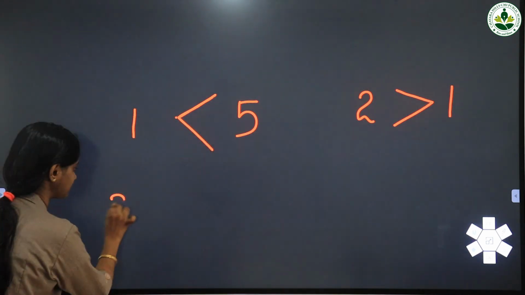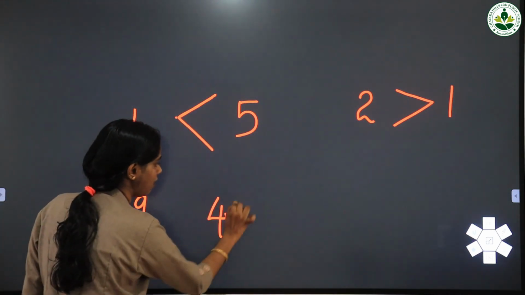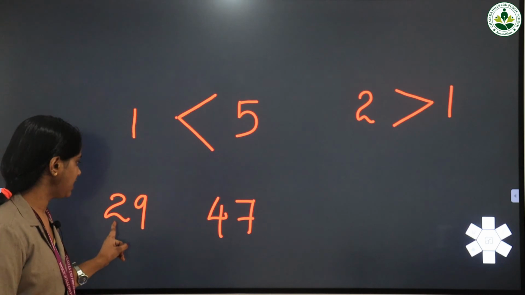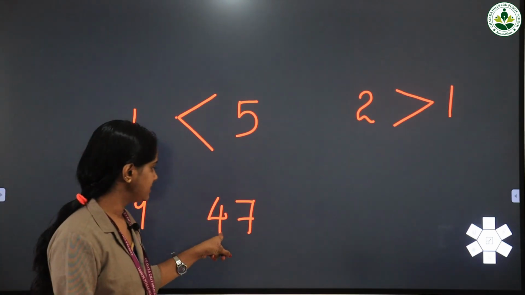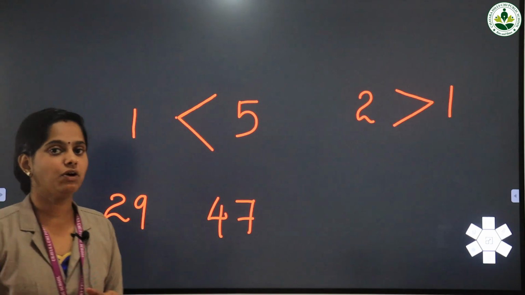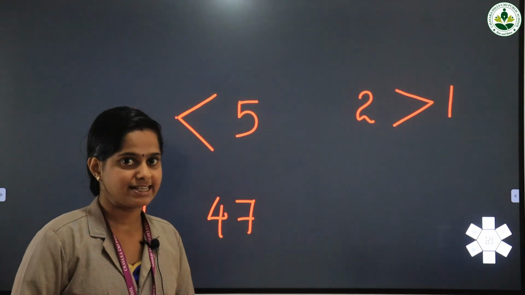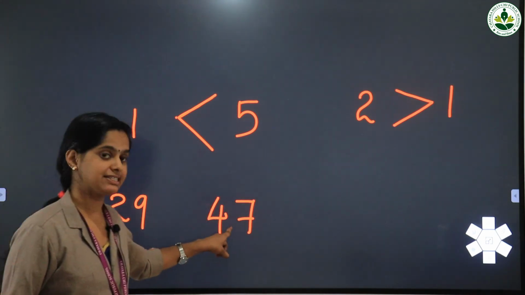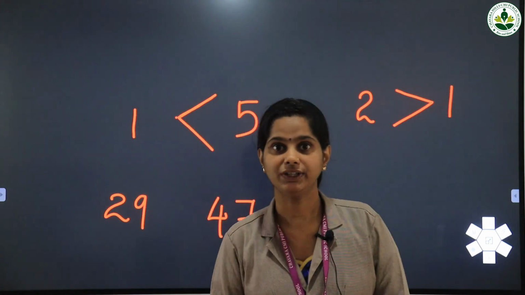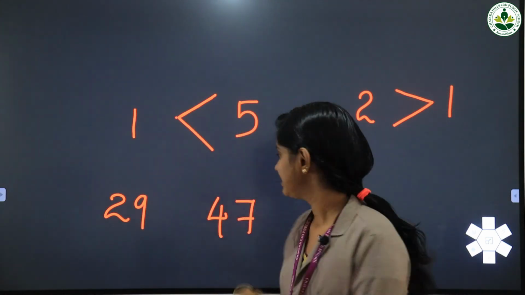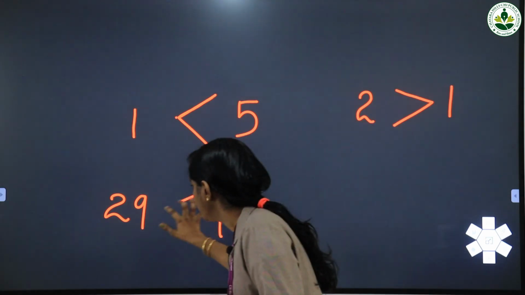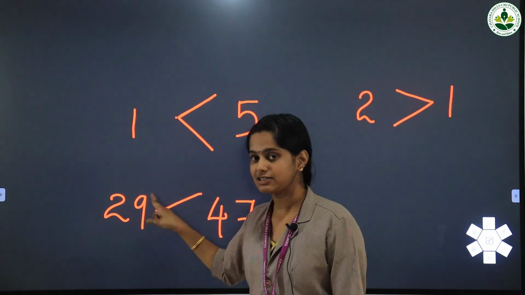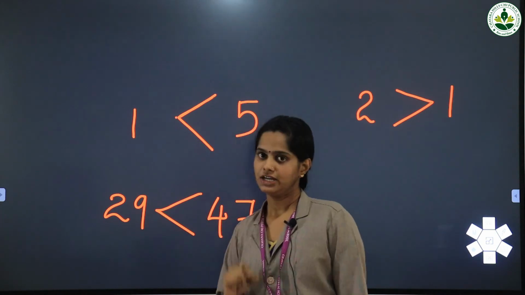Another example. 29 and 47. From this, which is the greatest number? Look here. Here we can see 2 tens and 9 ones. Here we can see 4 tens and 7 ones. We know that the number with more tens is the biggest number. Here 4 tens and here 2 tens. So this is the greatest number. The alligator loves to eat the biggest number, so we place the open mouth towards the number 47. This is the biggest number. 29 is the smallest number. So the pointed end is towards 29.